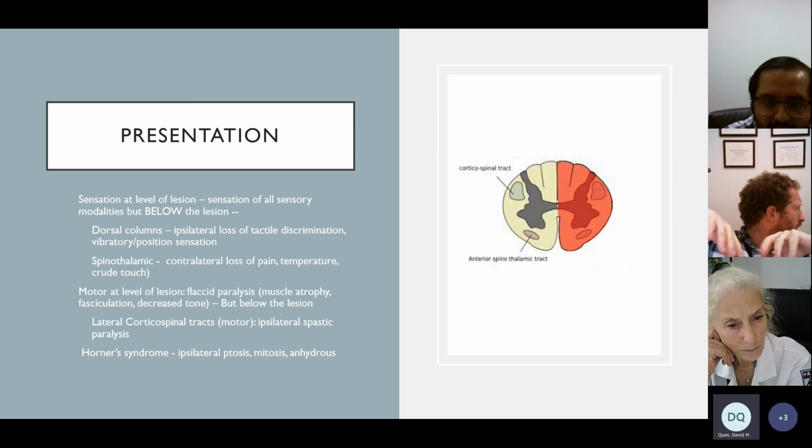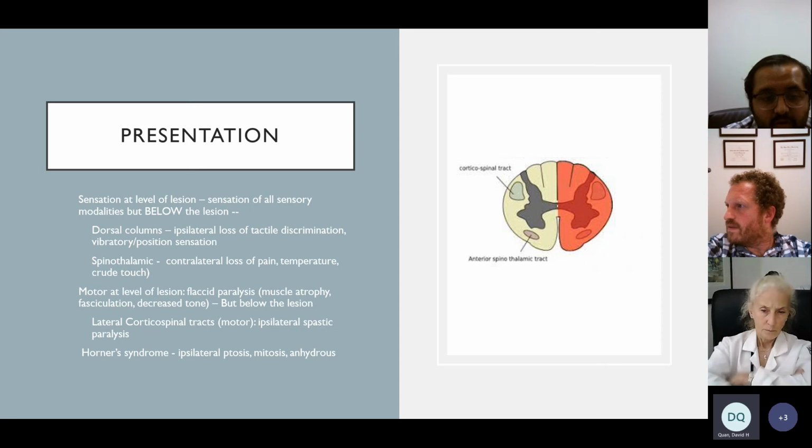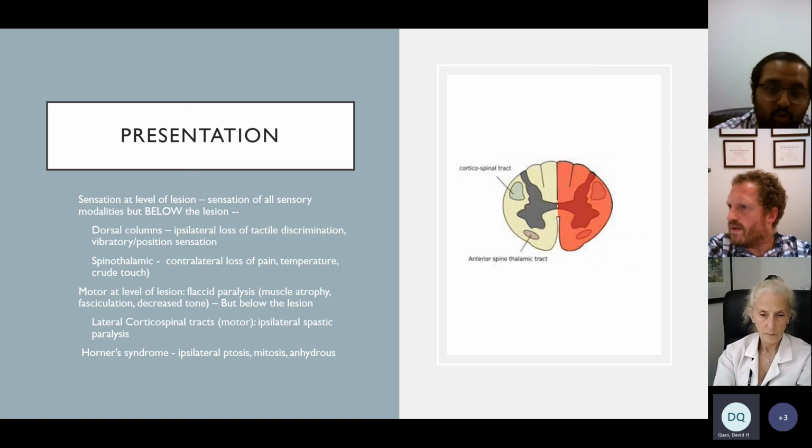So this is what would happen if we lose the sympathetic nervous system. You have miosis, ptosis, ipsilateral, and also loss of sweating. Remember, the dorsal column and the lateral corticospinal tract decussate more so near the brain, as opposed to the spinothalamic tract, which decussates at the level of the spinal cord.